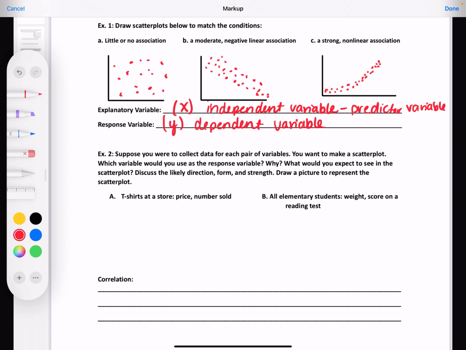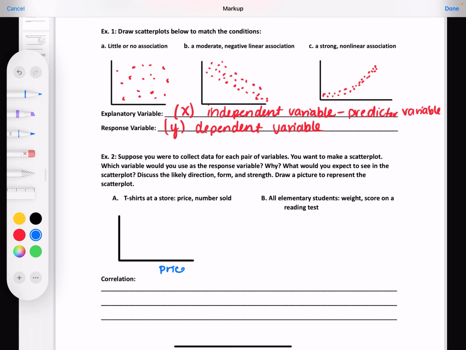All right, so suppose you were to collect data for each pair of variables. You want to make a scatter plot. Which variable would you use as the response variable and why? And then what would you expect to see in the scatter plot? Discuss the likely direction, form, and strength, and draw a picture to represent the scatter plot. Okay, so the number sold would be the dependent, and then the price would be independent. Yep. So price and number sold.